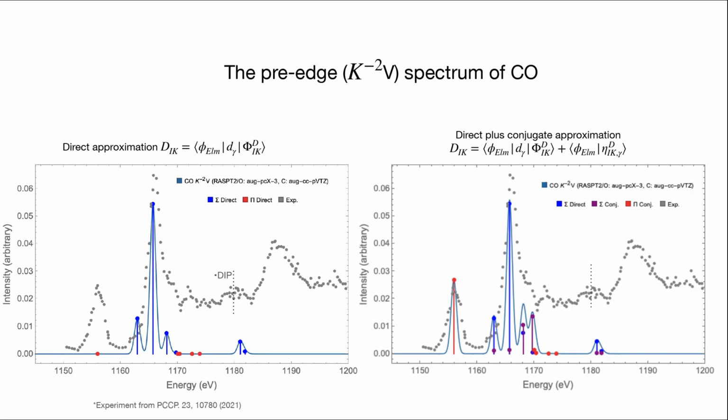But now if you do the full approximation and you take the direct plus the conjugate part, now this is the conjugate channel. And so only when you consider the full approximation, using the direct one-particle and the conjugate two-particle Dyson orbital, can you actually reproduce the spectral properties of the experiment, particularly this guy, right? So this is a very interesting example of the application for this K-2V spectrum.